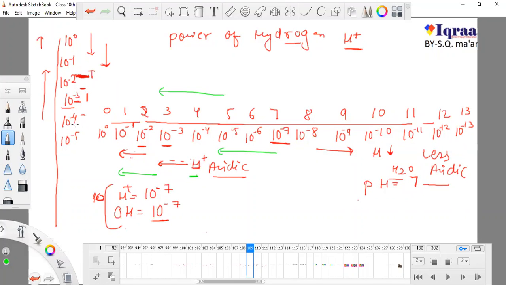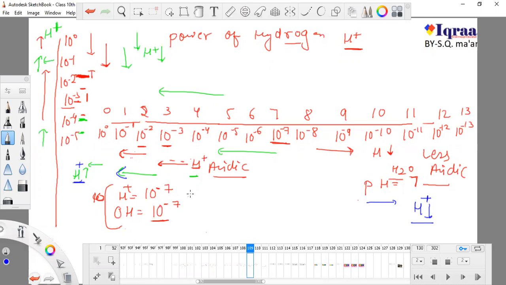Don't forget that 10 to the power minus 4 is more powerful than 10 to the power minus 5, because as you go up, the power will increase, and as you go down, the power will decrease. This is a vertical line and I have drawn it in horizontal form. Otherwise there is no change. If you go this side, the power of hydrogen ion increases, and if you go this side, the power of H plus ion will definitely decrease.